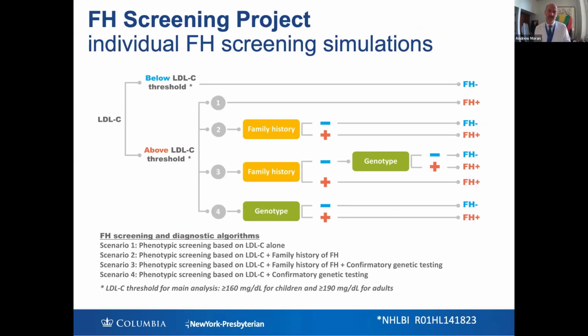And so we're now moving into the phase of designing different FH screening strategies. You can see this is a schematic showing there are a number of different options we're going to look at. You can use a cholesterol threshold alone. You can factor in family history of early atherosclerotic disease. You can combine genetic testing after family history, or you could go directly to genetic testing after the lipid testing. So these are all going to be tested in our simulation study.